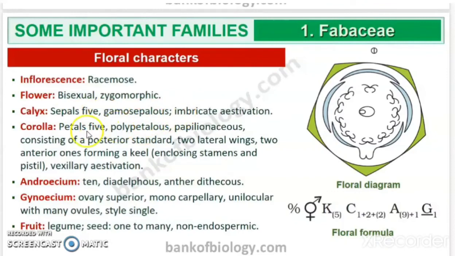So this is about calyx. Now coming to the next part, which is called corolla. So petals are 5. Corolla are petals, right? So they are 5 and they are polypetalous.